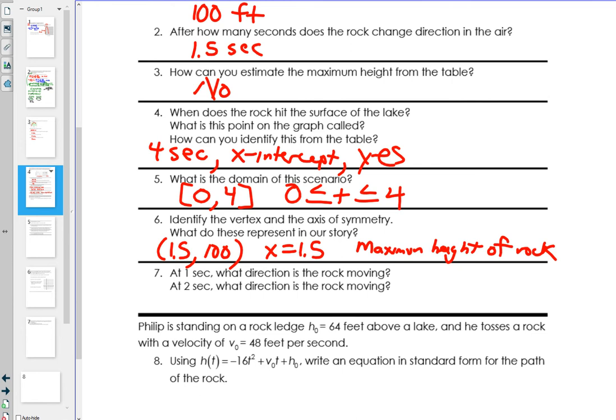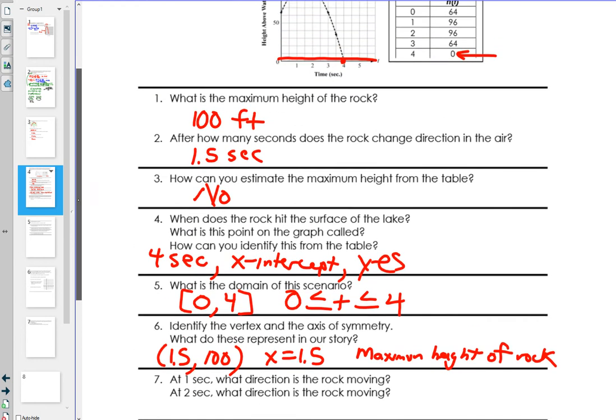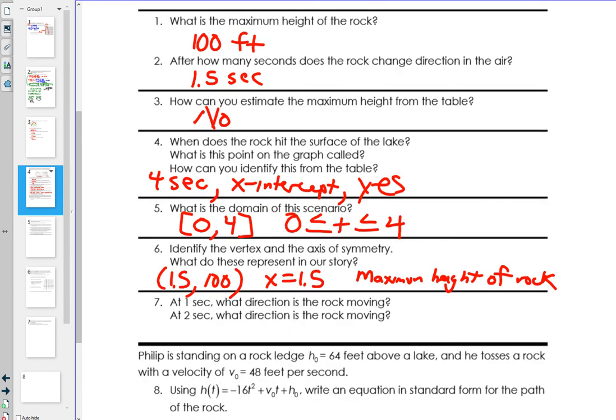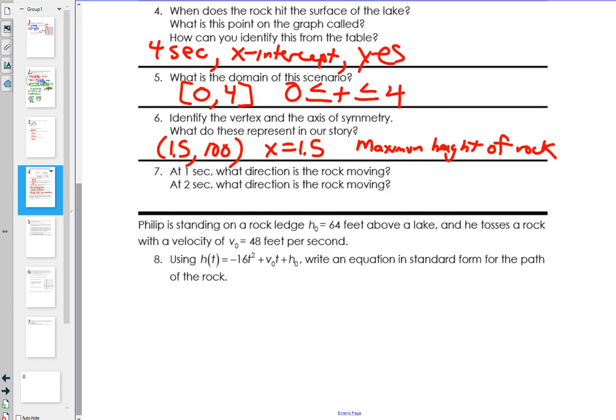At 1 second, what direction is the rock moving? And at 2 seconds, what direction is it moving? So at 1 second, which is here, is it going up or down? It's still going up. At 2 seconds, is it going up or down? Down. So at 1 second, it's up. At 2 seconds, down.